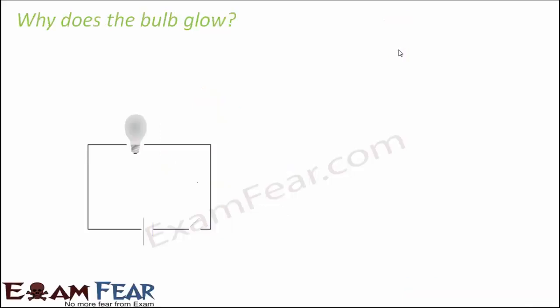So now the next question which comes in front of us is, why does the bulb glow? We got to know when does the bulb glow. When we switch it on, the circuit is complete and the bulb glows. But when the circuit is complete, why is the bulb glowing? Will it glow in all the scenarios? We just need to provide a complete path, or we just need to provide a circuit?